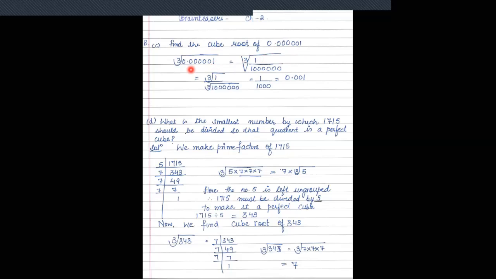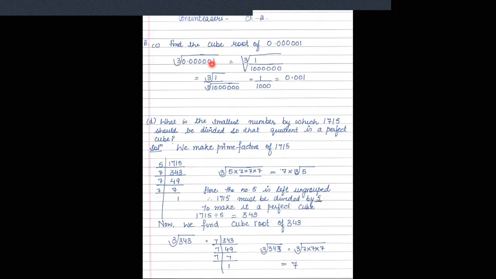So children, whenever a number comes in the decimal form, our first step should be to remove the decimal. So I have removed the decimal and made it cube root of 1 upon 1, along with I have written 6 zeros. Then you can separate it. You will write cube root of 1 upon cube root of 1 with 6 zeros. So now children, cube root of 1 is what? 1, yes. And cube root of this number is 1000.